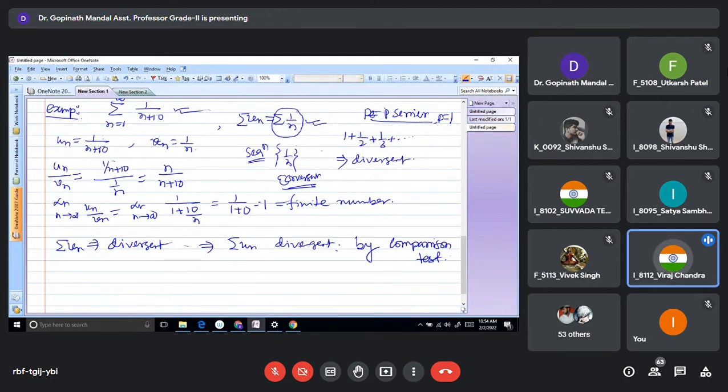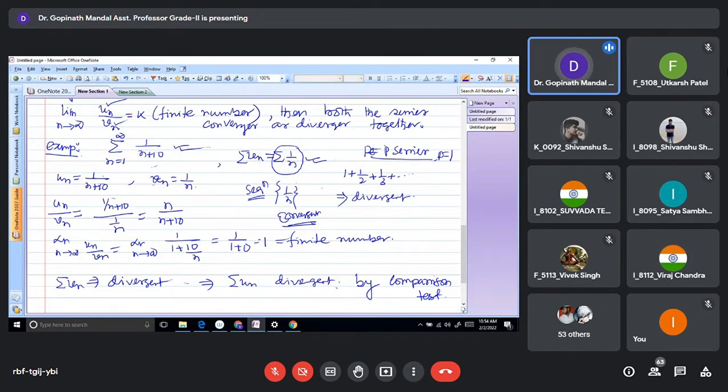So what does this mean, sir? What's the crux of the sentence when we say un is divergent and vn is divergent? Actually, we have to test the series to see whether it is convergent or divergent. So by the comparison test, we can say that this series is divergent. So what's the crux of that? What does that mean when we say vn and un both are divergent?